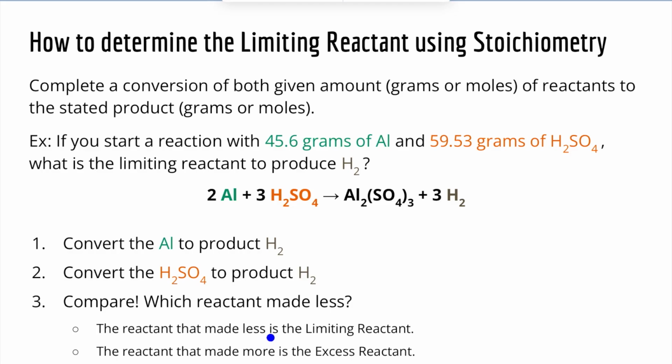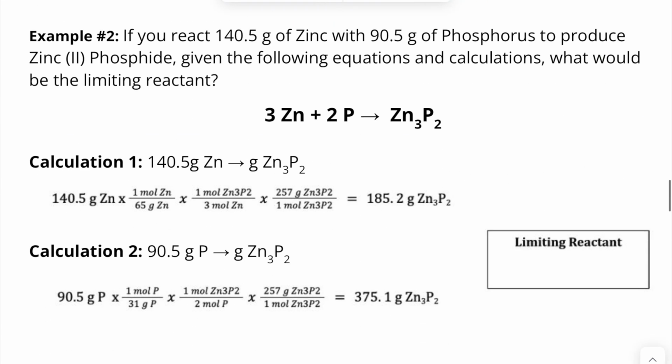The reactant that made less product is limiting. The reactant that made more product is going to be our excess reactant. All right, so if we look at this example, if you react 140.5 grams of zinc with 90.5 grams of phosphorus to produce zinc phosphide, given the following equation and calculations, what would be the limiting reactant? So we have our balanced chemical reaction here, which is necessary for stoichiometry.